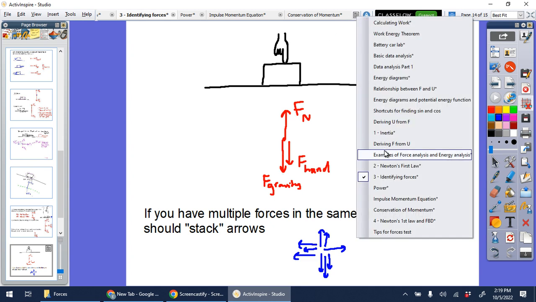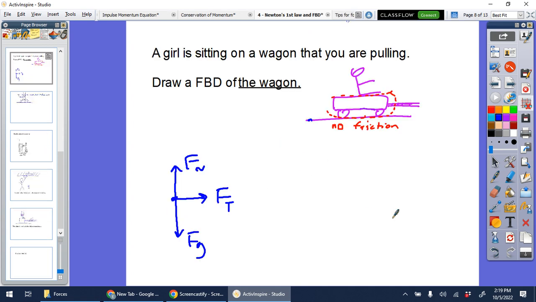Okay, so in this case, let me go back to the one we were at. This is the first one we've had where we've had multiple arrows down. So do you see there would be another downward arrow? And once again, you label that with the name of the object that's touching it. So that would be force of girl, because it's the girl that's touching the wagon. So you just write force of girl. We're good to go?